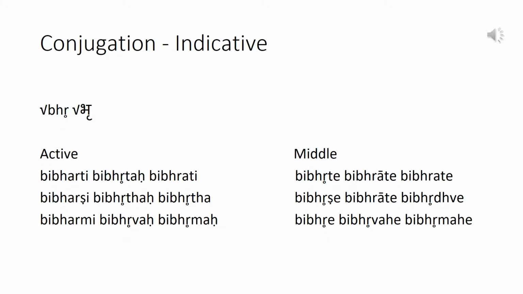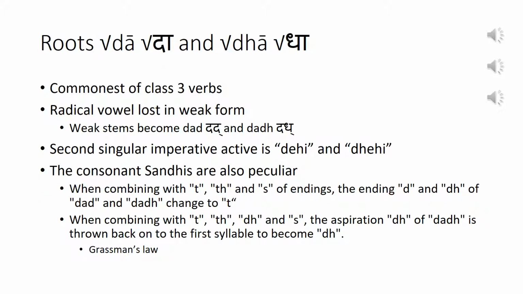To get a complete picture, let us also look at the present indicative of the class 3 root bhr. The roots da and dha, which are the commonest roots of this class, lose their radical vowel completely in the weak forms, where it is shortened to dad and dadh. In the second singular imperative active, they form dehi and dhehi. They also go through some peculiar consonant sandhis.